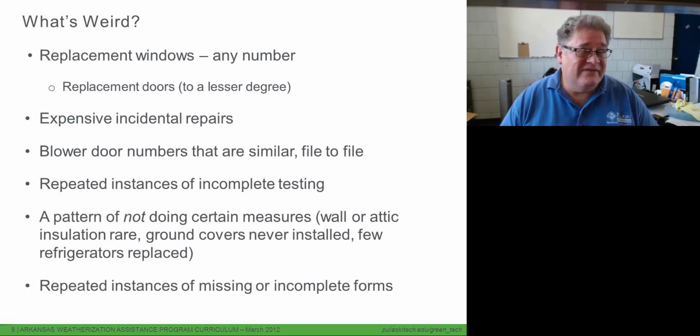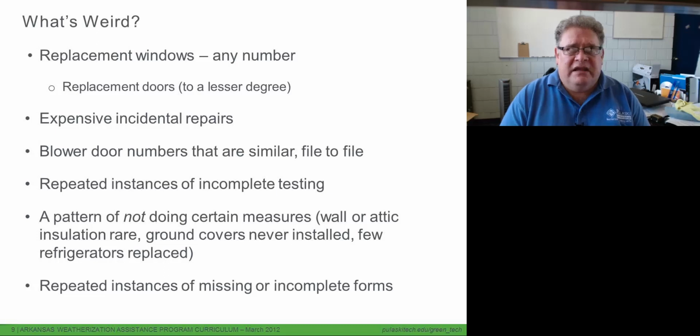How about expensive incidental repairs? If we're seeing this consistently, we're having to make a lot of incidental repairs. Why is that? Okay, what's going on? And here's a really good one, and that is blower door numbers that are always the same or very consistently the same. If you're looking at 3 files and you see 2501, 2503, 2500, really, those 3 houses all blew about the same thing? Probably not. Okay, that's weird. That should kick you into the what's going on mode.